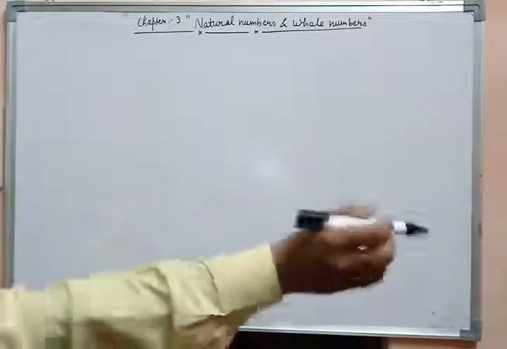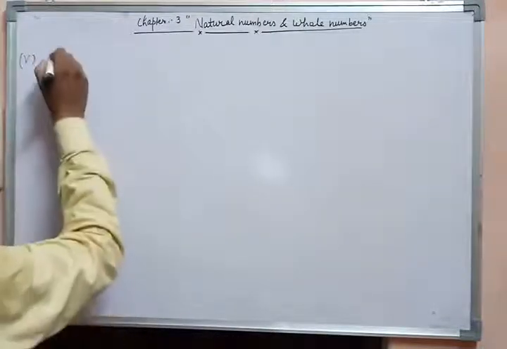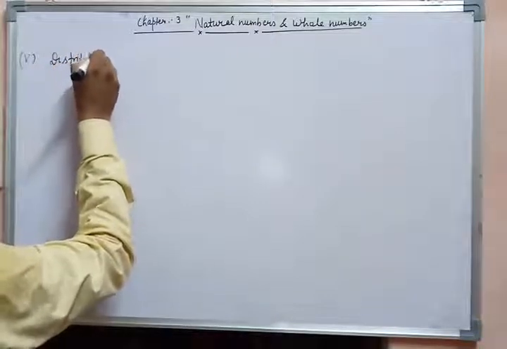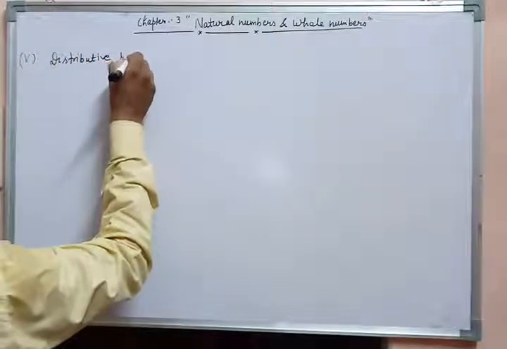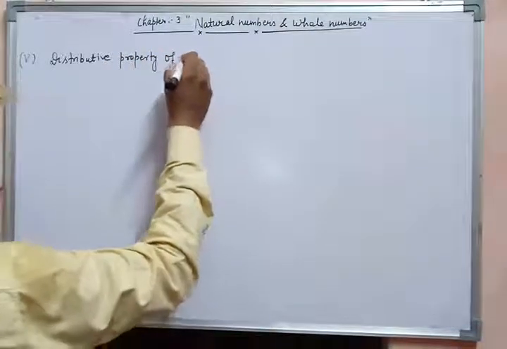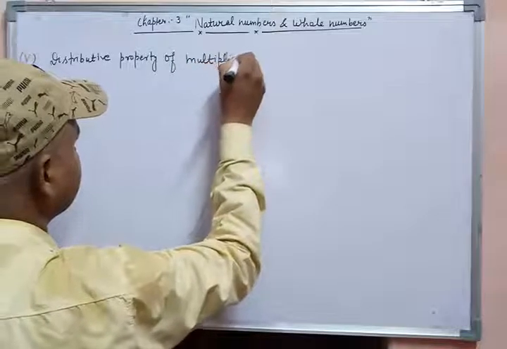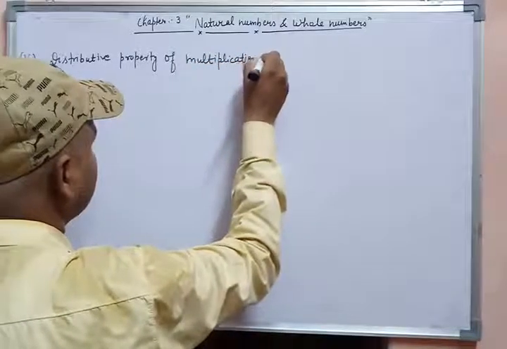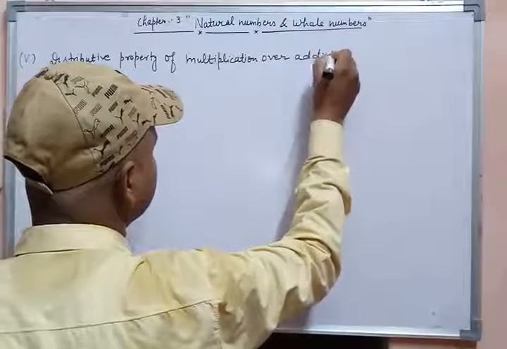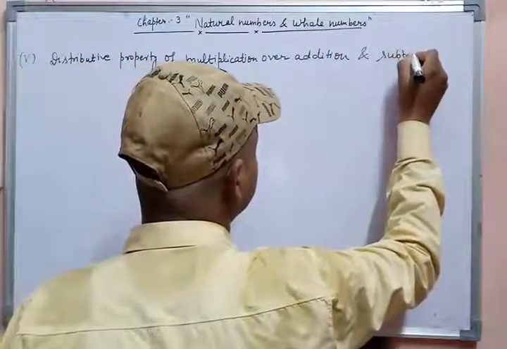Now students, we are moving to our next property. The name of the next property is the distributive property of multiplication over addition and subtraction.